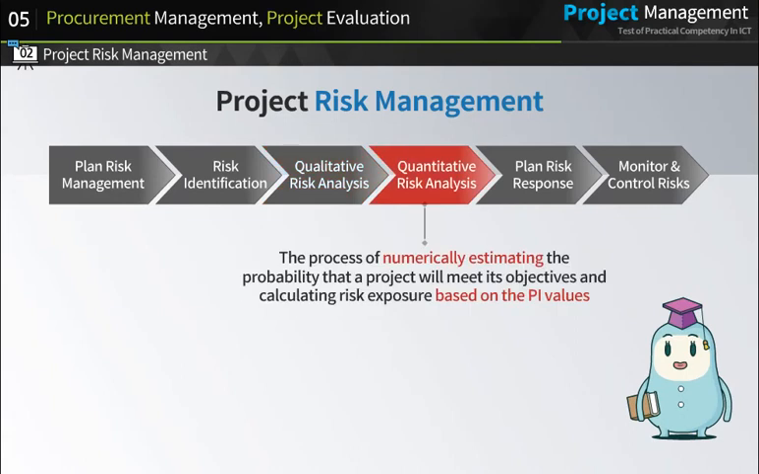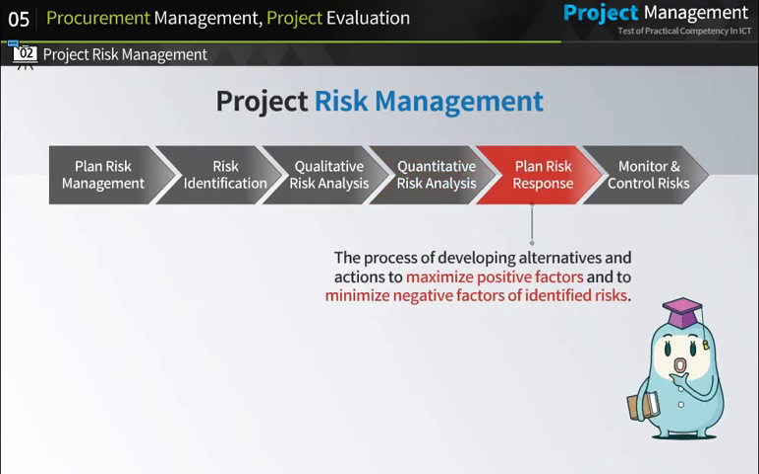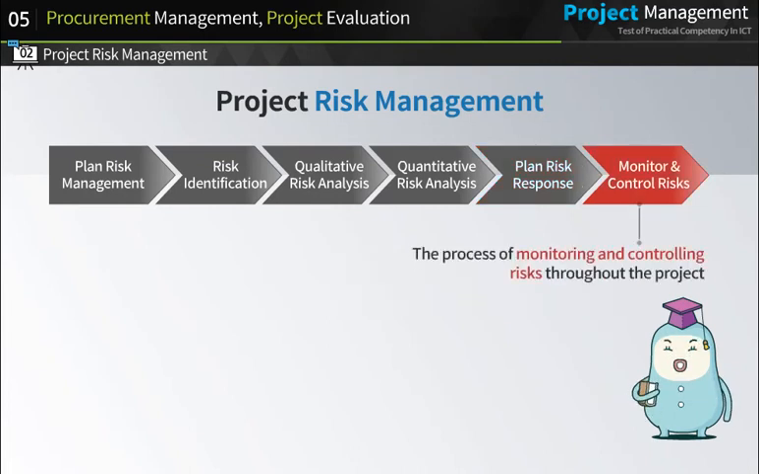Fourth, performing quantitative risk analysis. This is the process of numerically estimating the probability that a project will meet its objectives and calculating risk exposure based on the PI values. Fifth, planning risk responses is the process of developing alternatives and actions to maximize positive factors and to minimize negative factors of identified risks. Lastly, controlling risks. This is the process of monitoring and controlling risks throughout the project lifecycle.